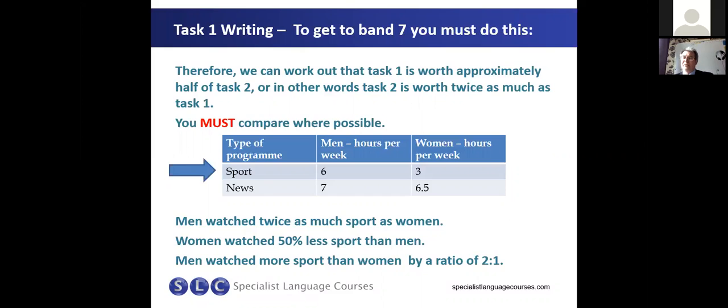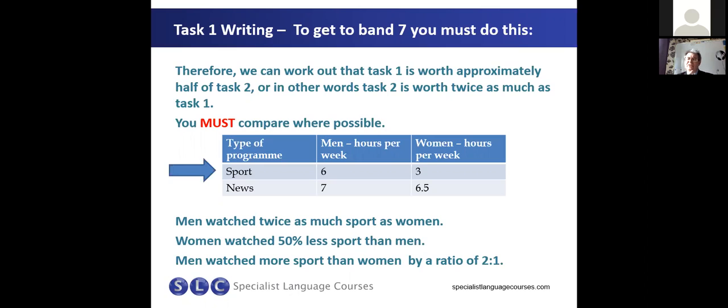Here's a very simple table of figures. We've got type of program, sport or news, and we've got men, hours per week, women, hours per week. So I guess this is TV programs, type of program, sports programs, news programs. Let's have a look. The men watch 6 hours of sport per week. Women watch 3 hours of sport per week. News stories, news programs. Men watch 7 hours. Women slightly less, 6.5 hours per week.